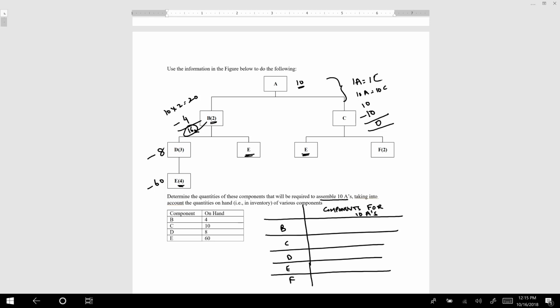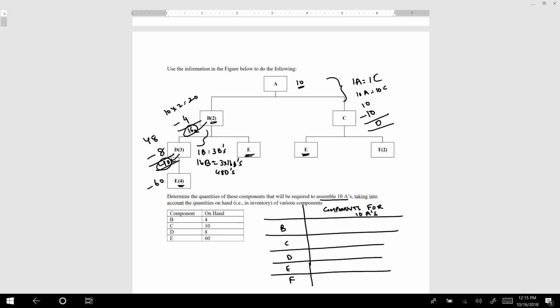How about this? So to manufacture 1B, we need 3 D's. So we need 16 B's. So that would be 3 multiplied by 16 D's. So we will require 48 D's here. So this is 48. However, we have 8 in hand, so this will be 40. So the number of D's I would require here is 40.